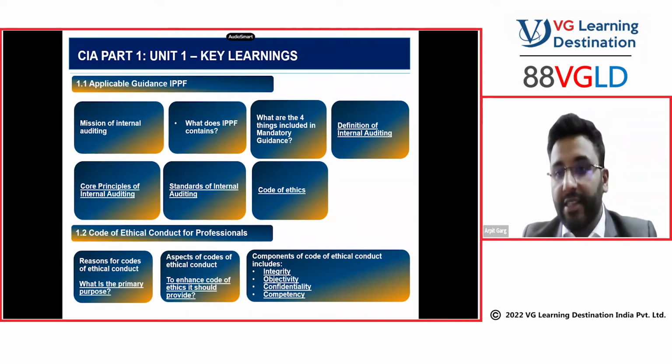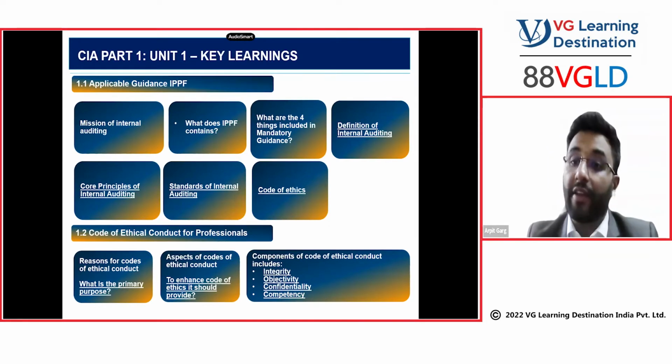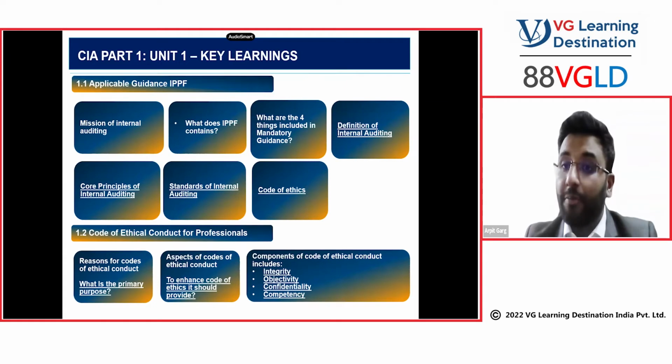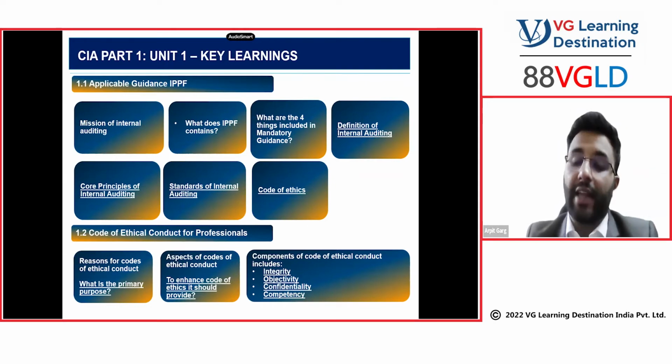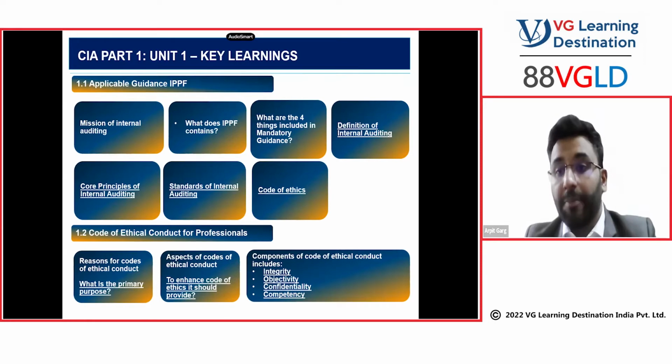Moving on to the second subunit, when we read the code of ethical conduct for the profession, we are going to cover the reasons for the code of ethical conduct, why it exists actually. What is the reason for having them? What is the primary purpose? There would be many purposes, but what is the primary purpose? Sometimes in the examination, the examiner may ask what the primary purpose of the code of ethical conduct is, and that will give you very close options. But you have to remember those keywords, that the primary purpose is this. So that is how we have to learn this.